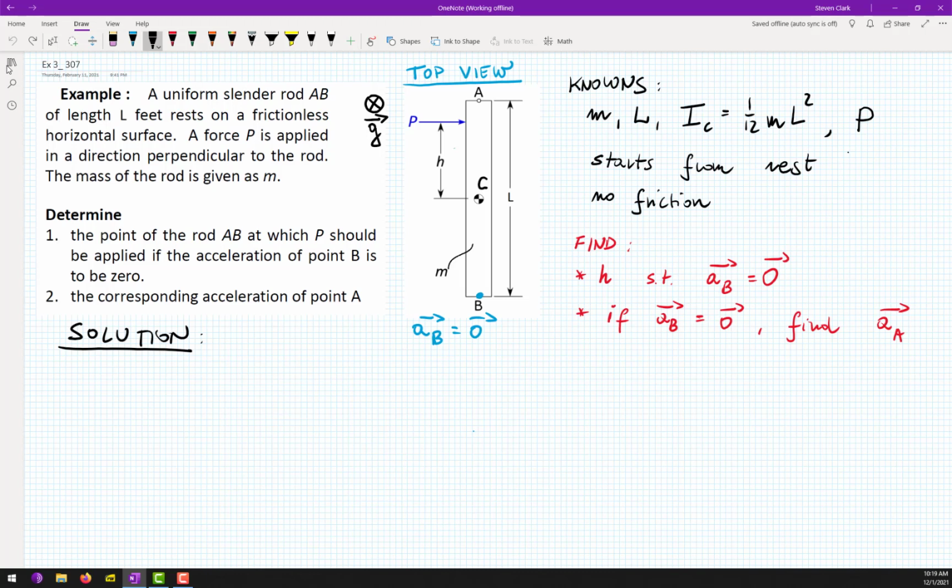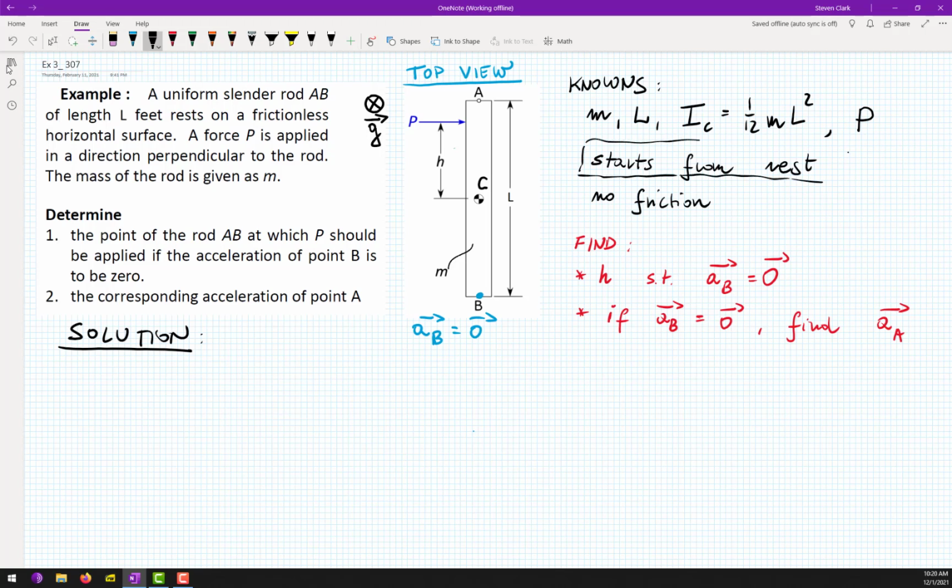Okay. So what do we know about the beam? We know that it has mass m. We know its length, m and l respectively. We also know that the moment of inertia about C is 1/12 ml squared. Oh, by the way, this is exactly what we derived like 20 minutes ago. And we also know that there is a force P acting on that body. And we know that our system starts from rest.